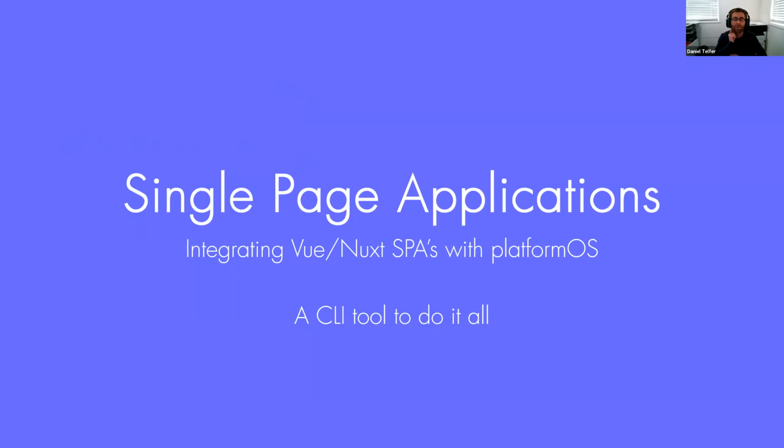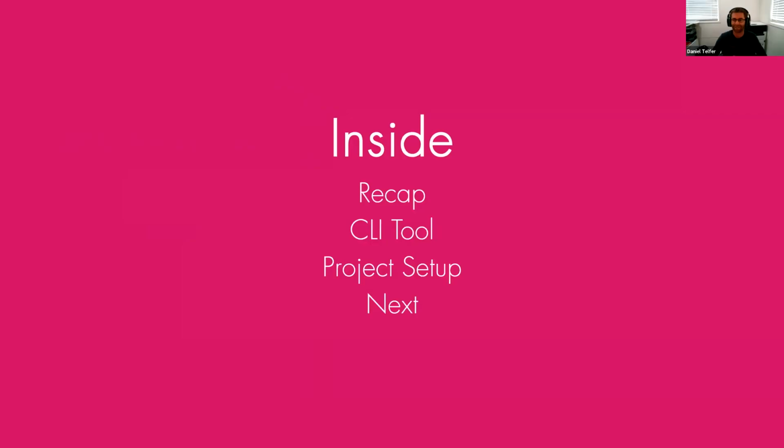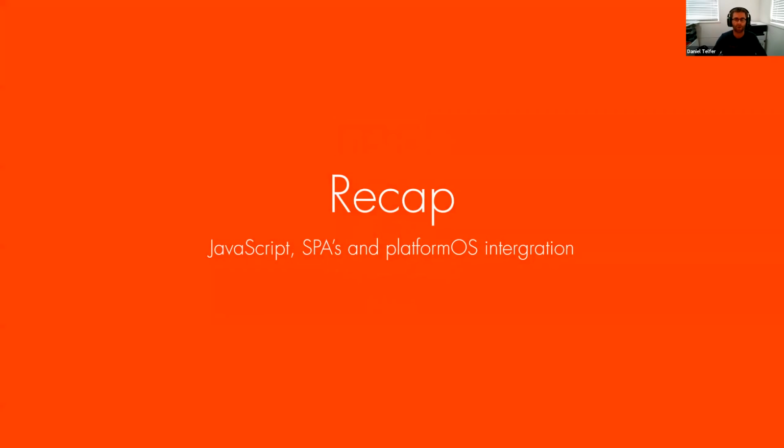Same as last time, single page applications integrating Vue and Nuxt, a CLI tool that can do it all. By all, not quite all, but pretty close. So I'll just recap quickly on what we went through last time, then look at the CLI tool, then look at setting up a project, which will start from scratch, so you can actually see it right through from the beginning, and then what I think could come next. So we'll go through it quickly.